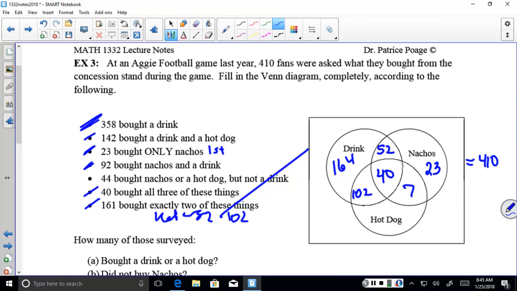The only other bullet says 44 bought nachos or a hot dog, but not a drink. So nachos or a hot dog, so we're talking about all 6 of these, but not a drink. So just these 3. So those 3 need to add up to be 44. And so I could do 44 minus 7 minus 23, and I get 14.